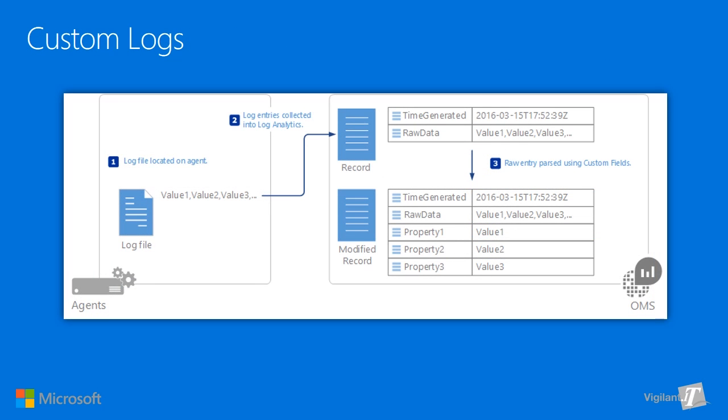The custom logs data source and Insight Analytics allow you to collect events from text files on both Windows and Linux computers. Many applications log information to text files instead of standard logging services such as the Windows Event Log or the syslog. Once collected in OMS, you can parse each record in the log into individual fields using the custom fields feature of Insight Analytics. We'll take a look at custom fields a little later.